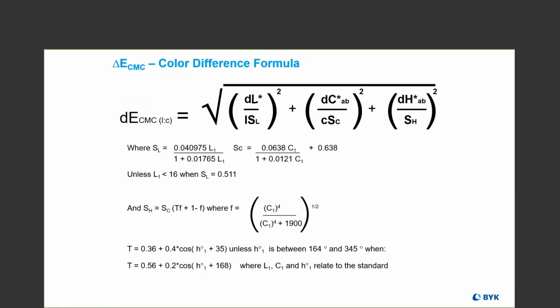And here's what that equation actually looks like. I'll let you peruse this on your own time, but the important thing to see here is that the SL, SC, and SH values are determined by the color of the standard. That L1, C1, those are the values of the standard, and those are incorporated into this equation. And then, of course, you have the l and c factors, which are determined by the user again.